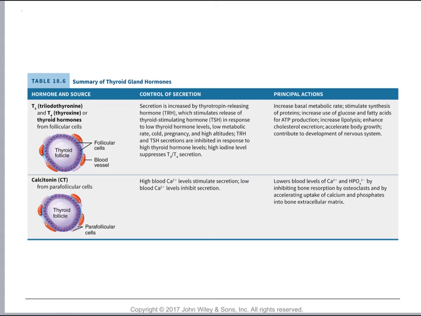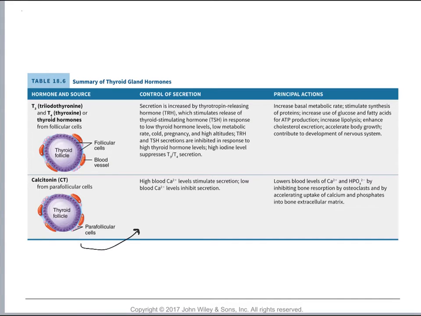Table 18.6 breaks apart the thyroid gland, looking at the hormones, source, as well as control of secretion and what they do. So we didn't really talk about calcitonin, so I'm going to take some time to talk about this. Now, calcitonin's job is to deal with calcium levels in the blood. So exactly what happens? When we have high levels of calcium in the blood, we're going to see calcitonin coming out and being secreted to remove 99% of this calcium and send it essentially to the bones.